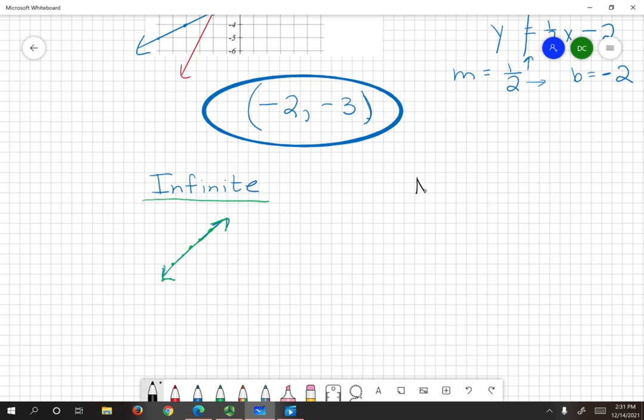What happens when there's no solutions? Can you think of a time when you would have two lines and they would have no points in common? Yes, this happens when my lines are parallel. So if I have one line here and one line here, if they're parallel, what points do they have in common? None. They don't have any points in common.